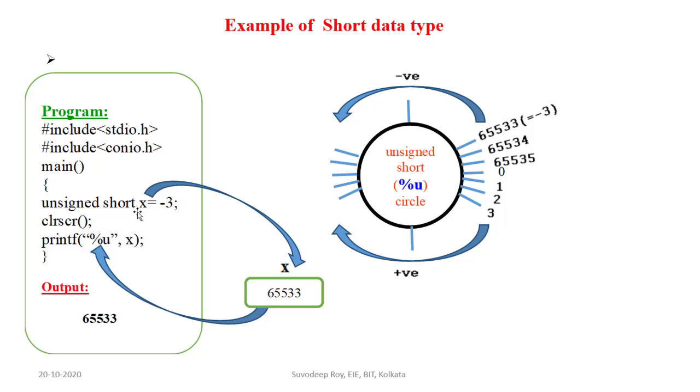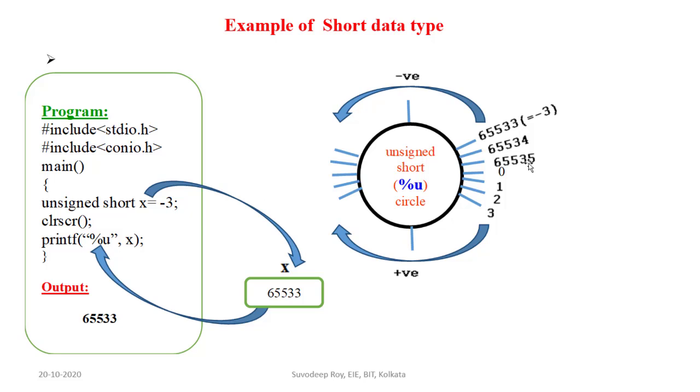Now the variable is unsigned short and the value is minus 3. When we assign the value of X as minus 3, the compiler will check whether the minus 3 is there in the unsigned short circle or not. If it is there, then it will store this value. If it is not there, it will store the corresponding value. Minus 3 is not here. So it will check what will be the corresponding value of minus 3.